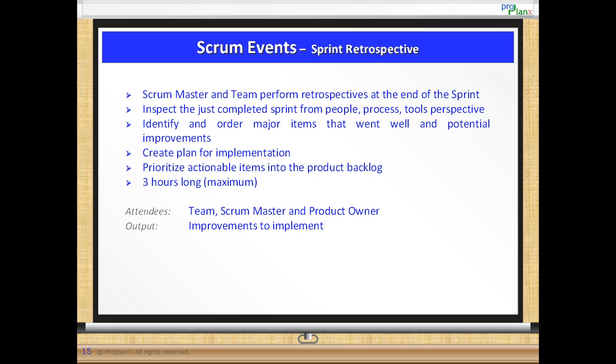This meeting is limited to a maximum of 3 hours. The attendees to the sprint retrospective include the team, Scrum Master, and the product owner. The goal of the sprint retrospective is to identify improvements to implement, which can be considered as the output of this meeting.